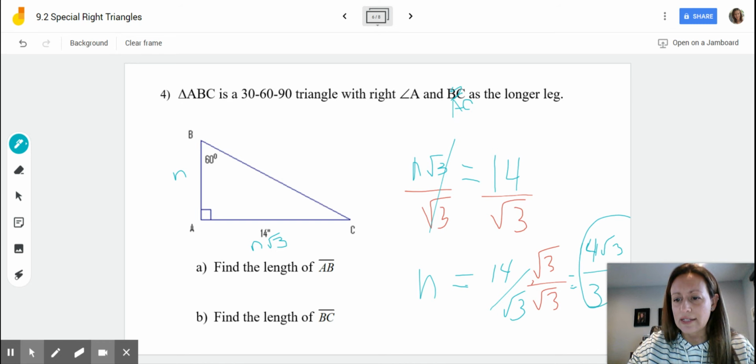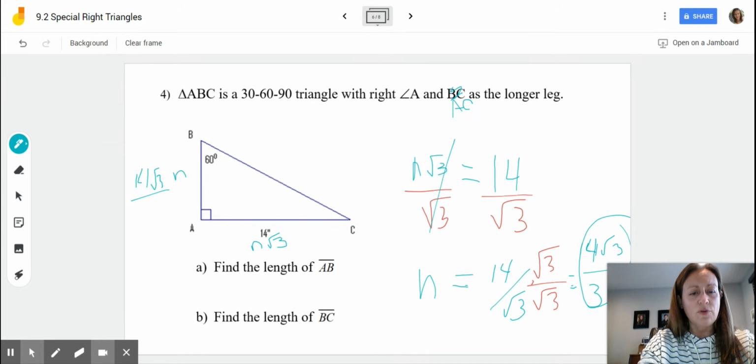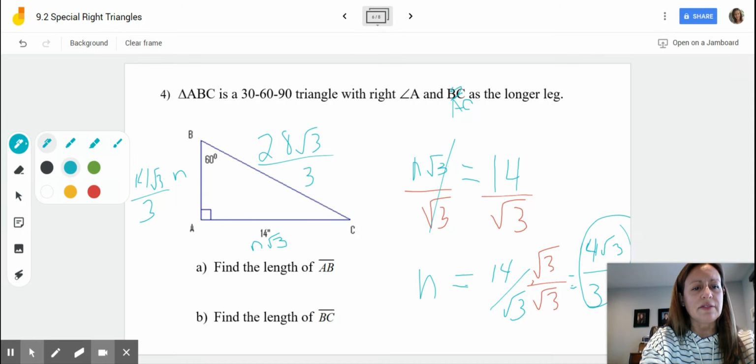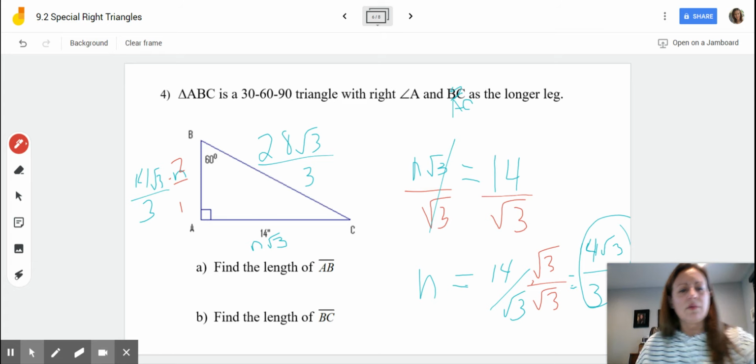Okay, that's it. You can circle that. Hopefully you wrote neater with your pen on the paper. But anyway, once we know that AB is 14 radical 3 over 3, to find the hypotenuse, we're just going to double that. So BC would be 14 radical 3 over 3 times 2, which is the same thing as 28 radical 3 over 3. If I just multiply this fraction by 2 over 1, it's just going to multiply the 14 times 2, that's 28. 28 radical 3 over 3. And that's the answer for BC.